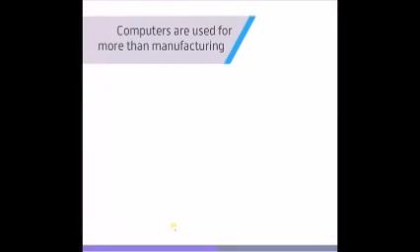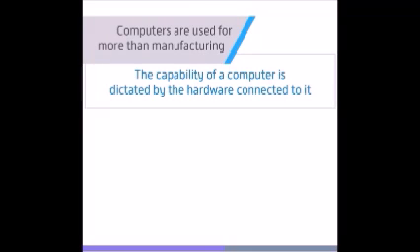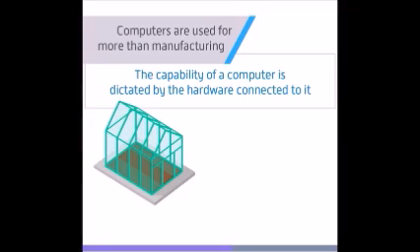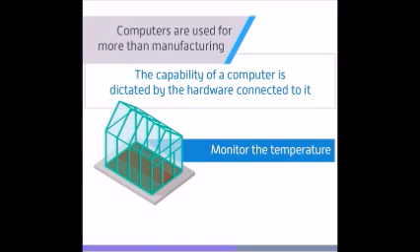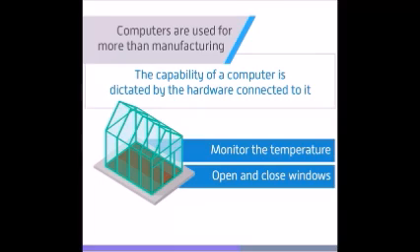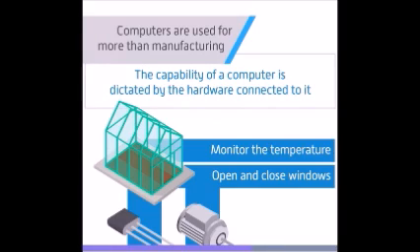Computers can be used in far more applications than just manufacturing. The capability of a computer is dictated by the hardware connected to it. A computer might be used in a greenhouse to monitor the temperature and open and close windows as necessary. In order to do this, a temperature sensor would be needed, as well as a motor that can open and close windows without human involvement.